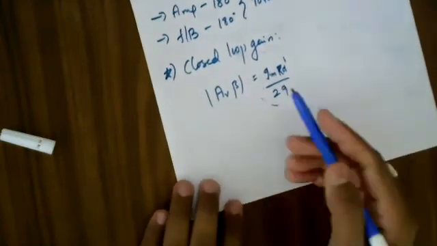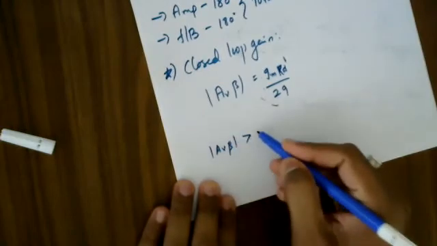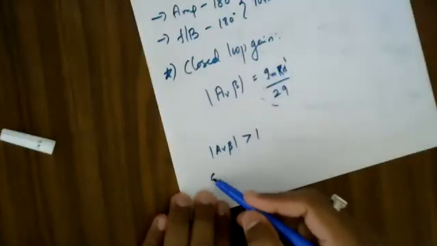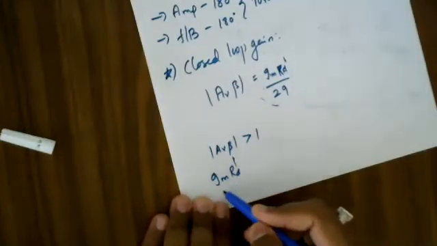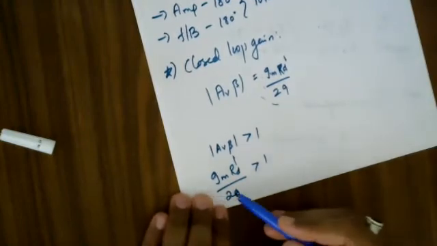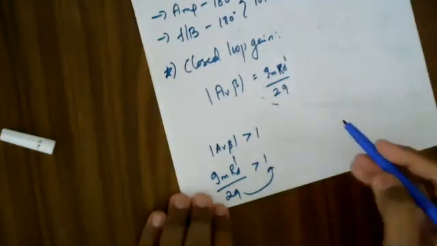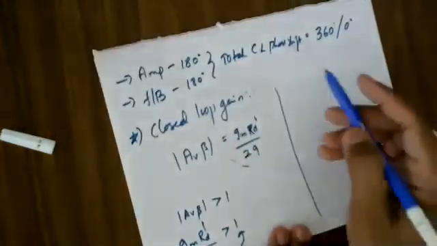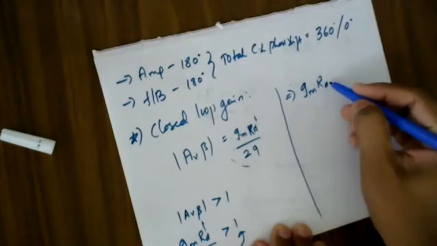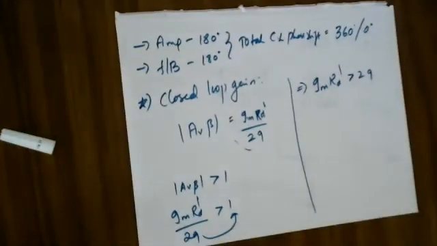Now to satisfy the Barkhausen criterion, it says A beta has to be greater than 1. I know my A beta is nothing but gm into rd dash divided by 29, which should be greater than 1. So I will send this term from the LHS to the RHS, from denominator to numerator. This implies that my gm into rd dash should be greater than 29.